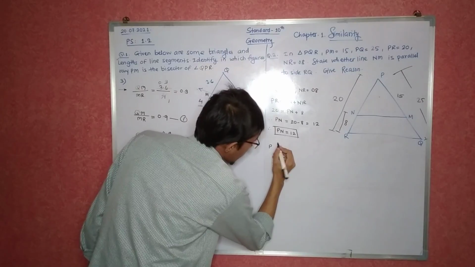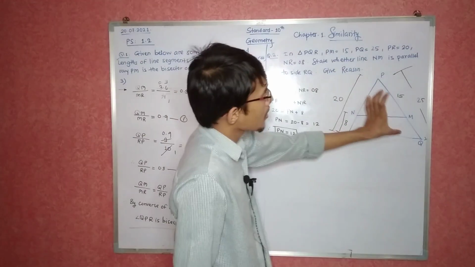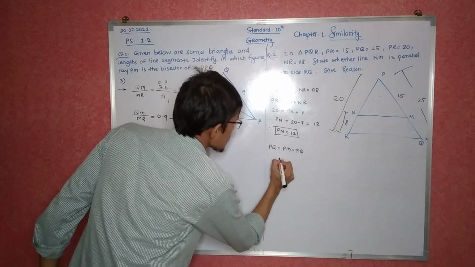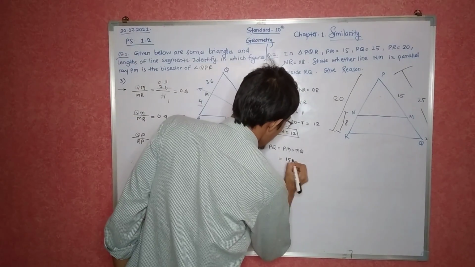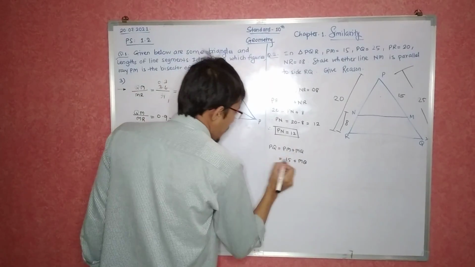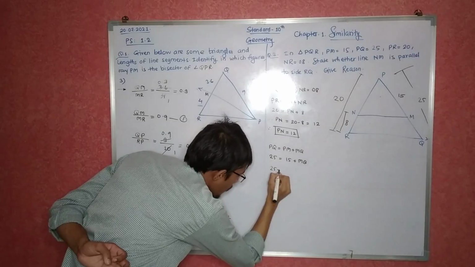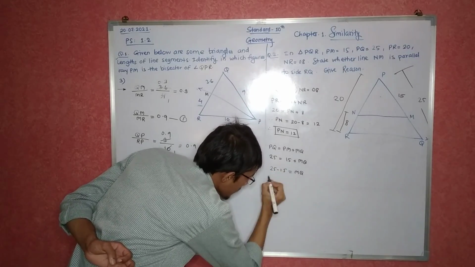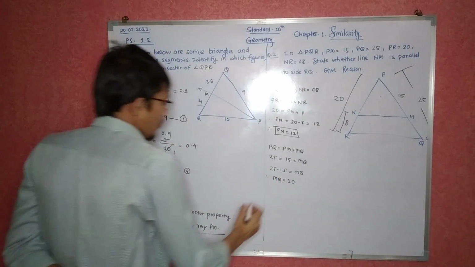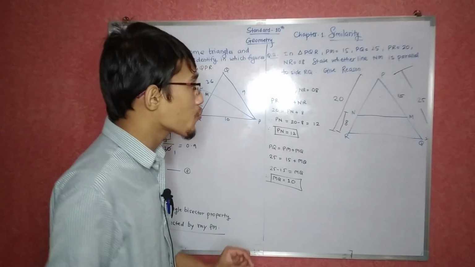Now we will find the value of MQ. PQ is equal to PM plus MQ. From the figure you can see PQ is nothing but PM plus MQ. The value of PM is 15, and we don't know MQ. PQ is given as 25, so 25 minus 15 is going to be MQ. Therefore MQ is 25 minus 15, which is 10. So now we have all the 4 values, which can be used to find the ratios.